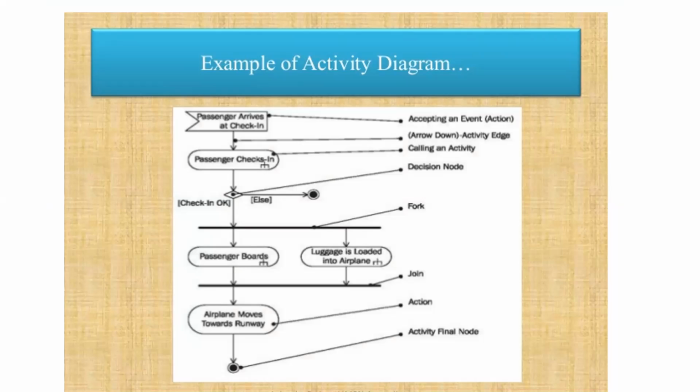This is an example of an activity diagram. Passenger arrives at check-in. Then this activity is passed through a transmission flow to another activity. Passenger checks in. If check-in is not okay, it will stop. If it is okay, then it goes to passenger board. Along with that, it has another activity which is performed parallelly, passing through a fork: luggage is loaded into the aeroplane. When both these activities are performed together, the airplane moves towards the runway. So a join comes into the picture here, and then there is an end state.